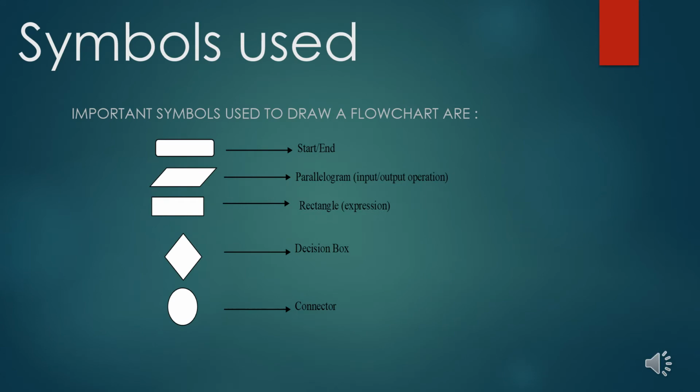Now, flowcharts are not drawn randomly. There are certain standard symbols for them. The first one is used for start or end. The next one, which is a parallelogram, is used for input-output operations. The third one, which is a rectangle, is used for expression. That is, actual calculation is done inside this rectangle. The fourth one, as you can see, is a diamond, which is used for decision making. And the last one is a connector. Sometimes we need to connect several figures or symbols, and then we use this connector.